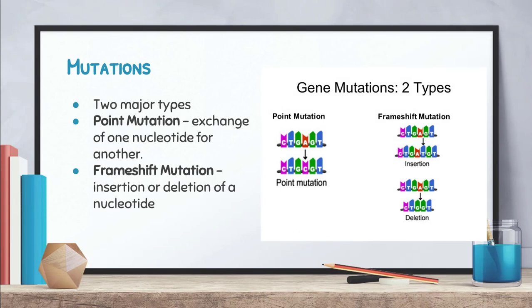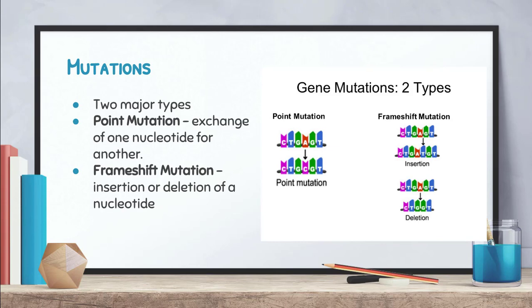So the two major types of mutation that we are going to talk about today are point mutation and frameshift mutation. Now, a point mutation just simply exchanges one nucleotide for another. So if you take a look at the diagram on the right, we have CTG, AGT. Well, instead, a point mutation occurs with the A, and so we end up getting CTG, CGT. Okay? So that's an example of a point mutation. We exchange one nucleotide for another.